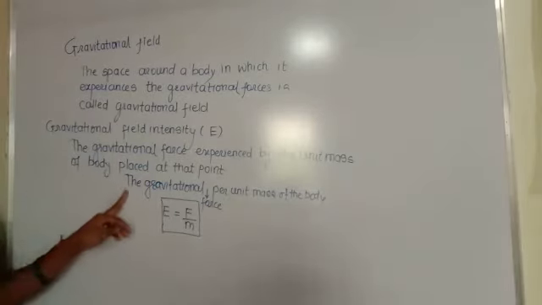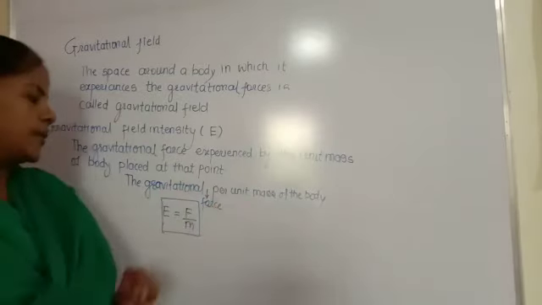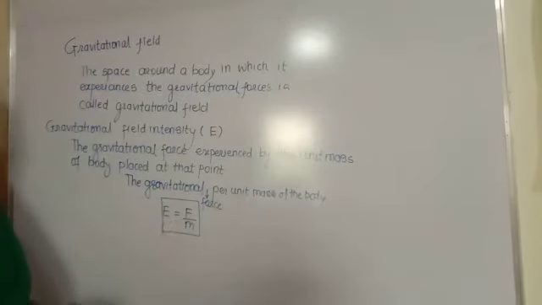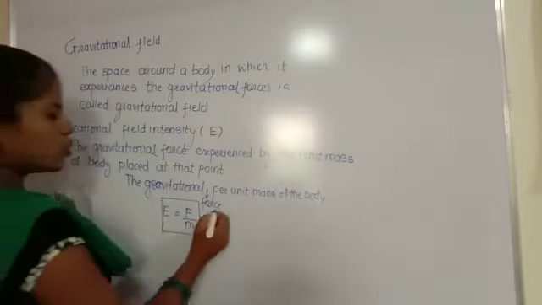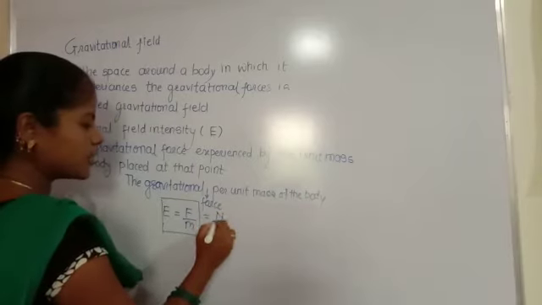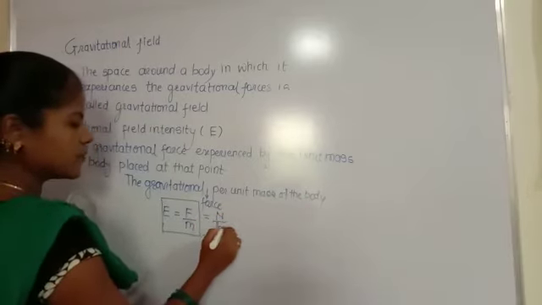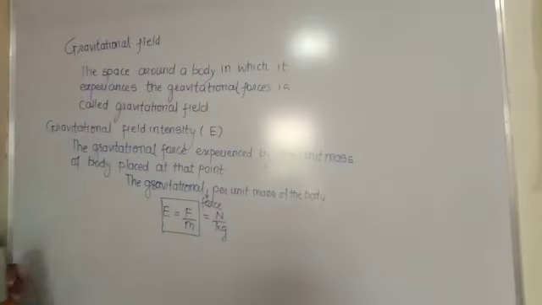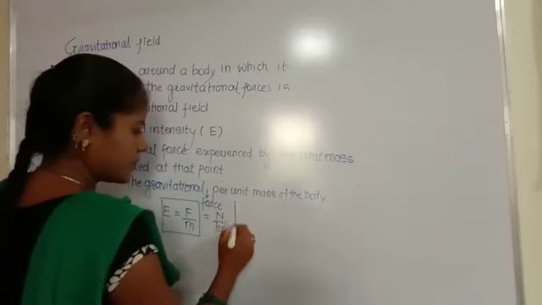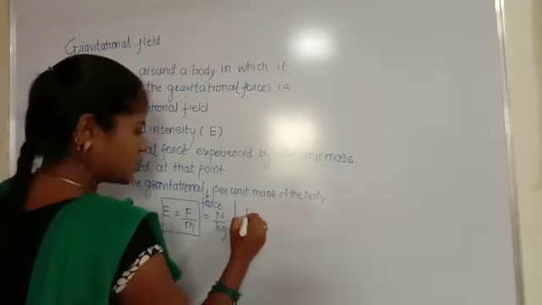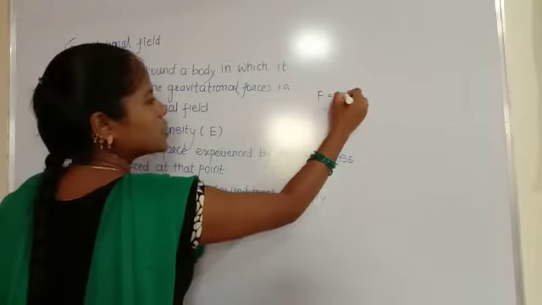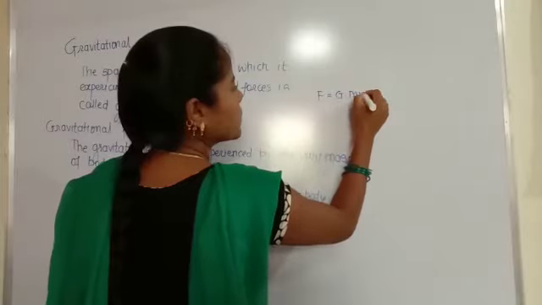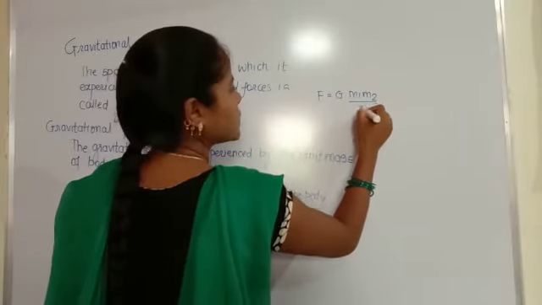Then another definition is the gravitational force per unit mass of the body, meaning E is equal to F by M. And the unit of this gravitational field intensity: we know that the unit of force is the Newton and mass is in kg, so Newton per kg is the unit of E. Then next, if we put the value in the form of gravitational force, E is equal to, we know that F is equal to G M1 M2 divided by R square.